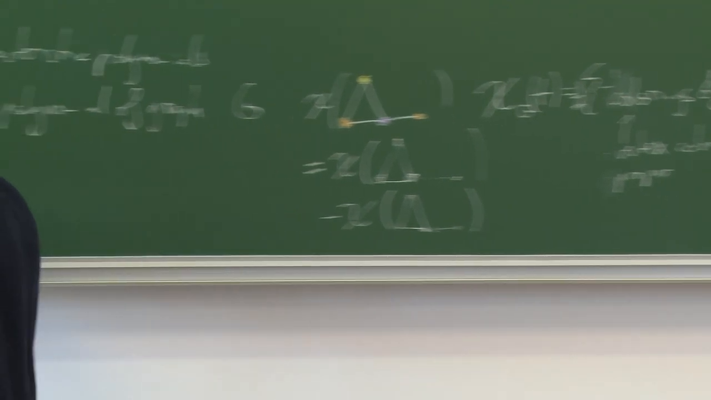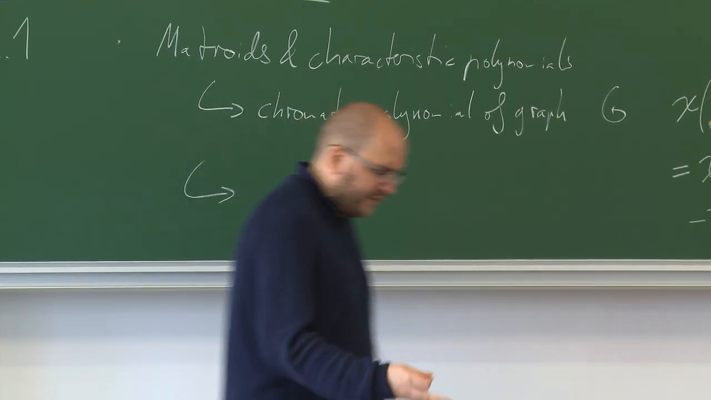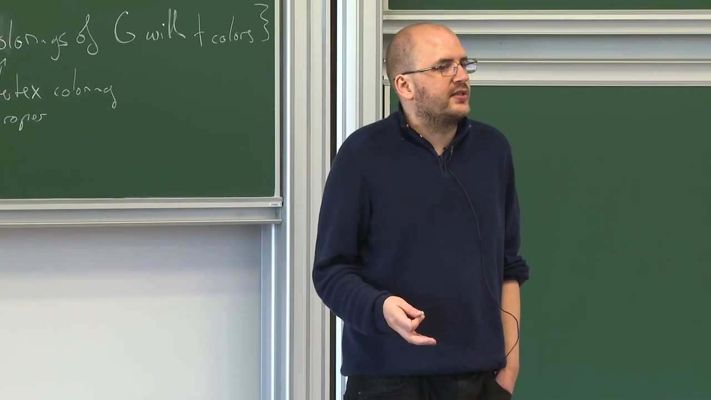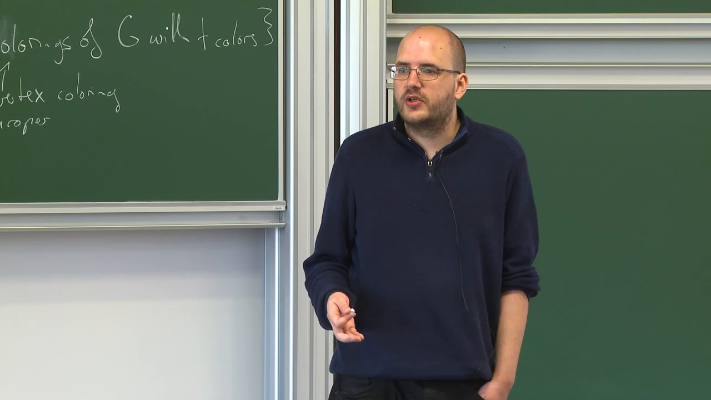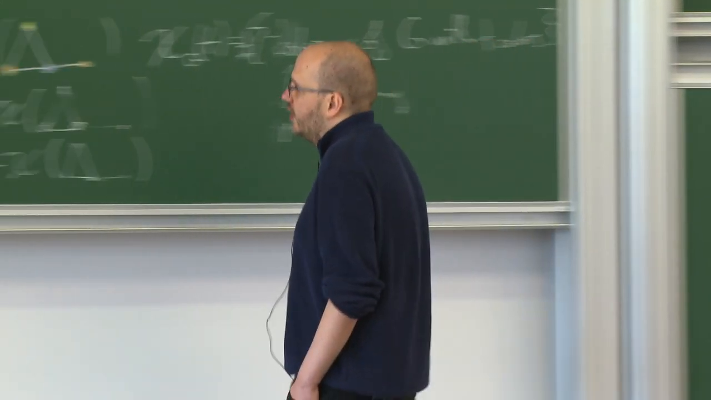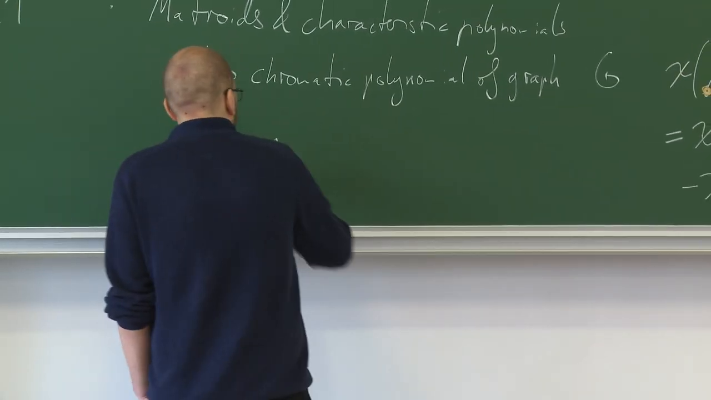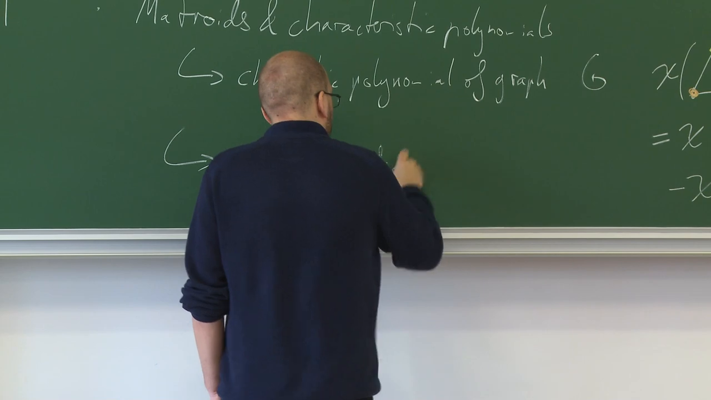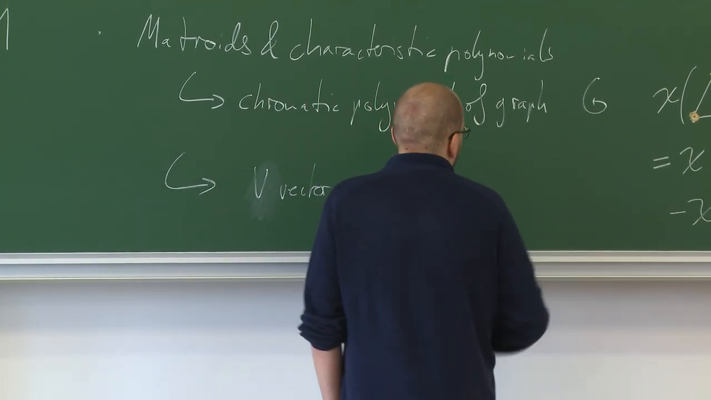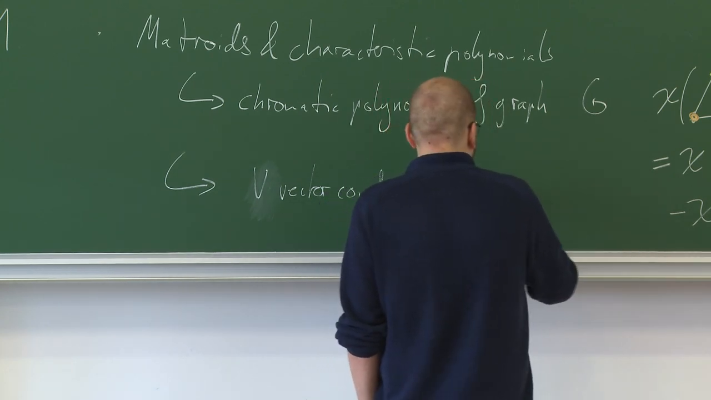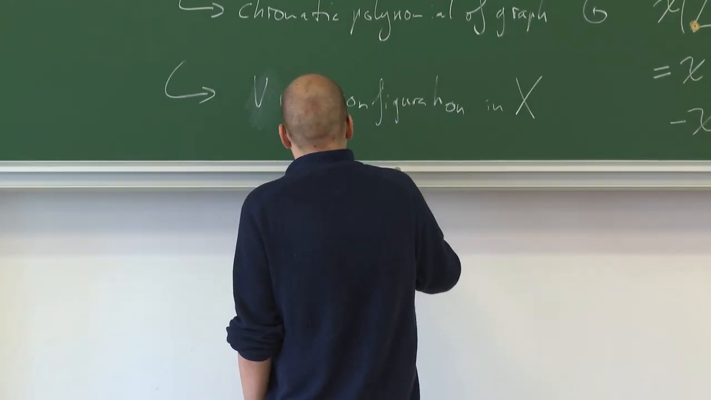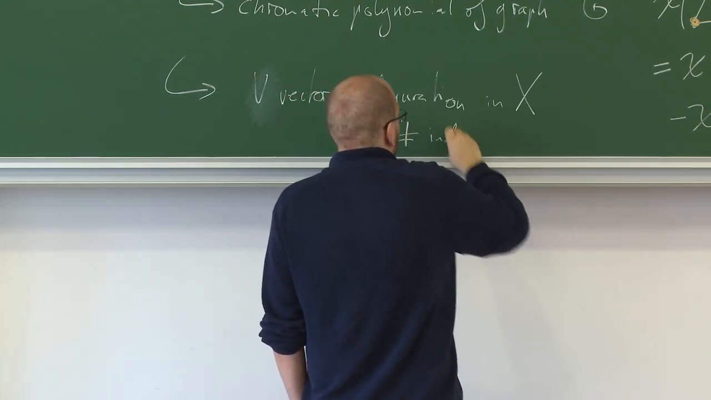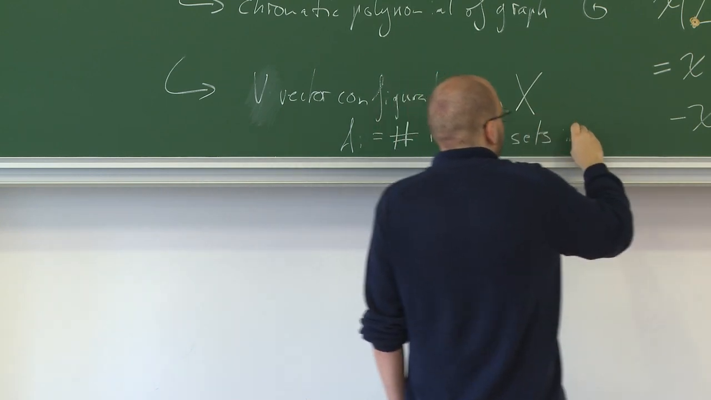And that's one case that is interesting. Here's another case that is very nice. If I have a configuration of vectors in some vector space, I could count the number of independent sets of size i in this vector configuration. So I have a vector configuration V in some vector space, and then I could look at the sequence f_i, which is the number of independent sets in V of size i.